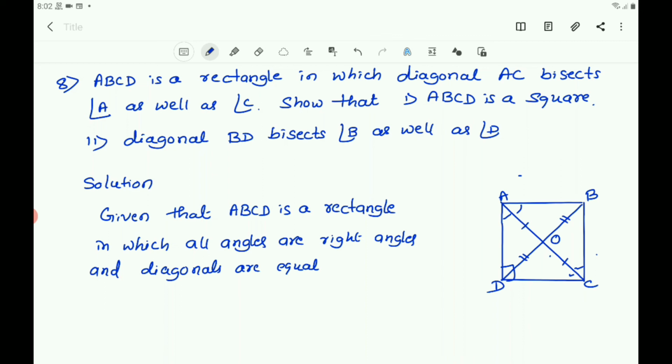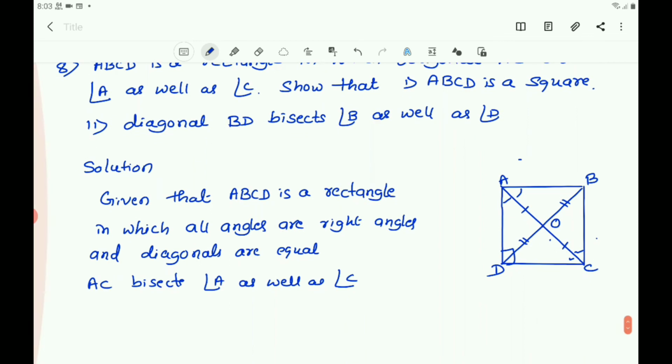ABCD is a square, and it is given that AC bisects angle A as well as angle C. We have to prove that ABCD is a square, which means we only have to prove that all four sides are equal. If you prove the adjacent sides are equal, then naturally all four sides become equal because opposite sides are equal as it is a parallelogram.